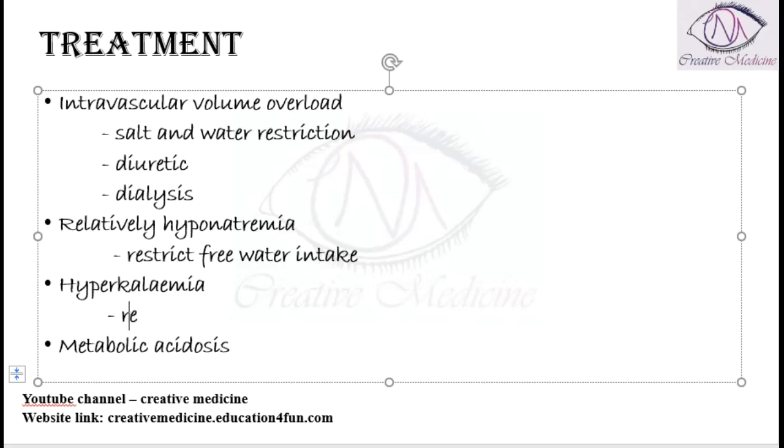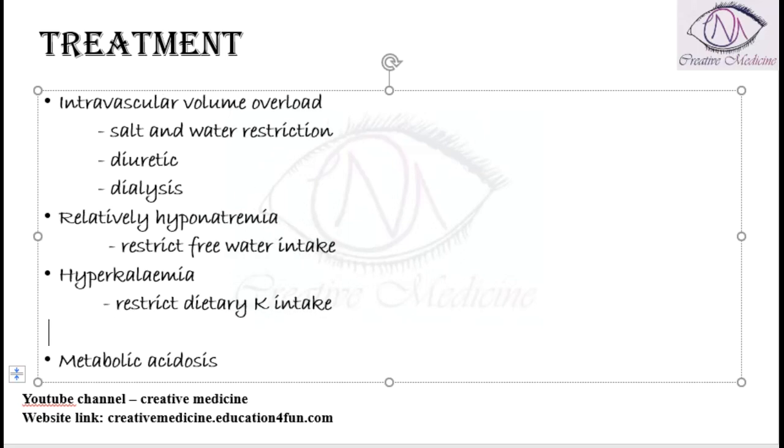Then in hyperkalemia, you should restrict the dietary potassium intake also, because there is high potassium, so it is better to restrict the dietary potassium. Then you should stop the potassium supplements which were going on in the patient, if they were going on, and the potassium sparing diuretics should also be stopped.